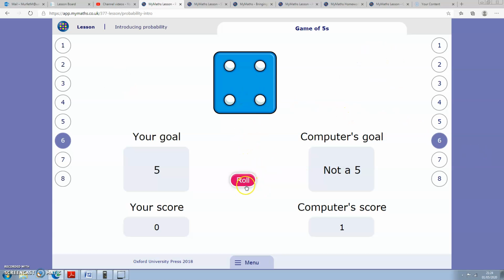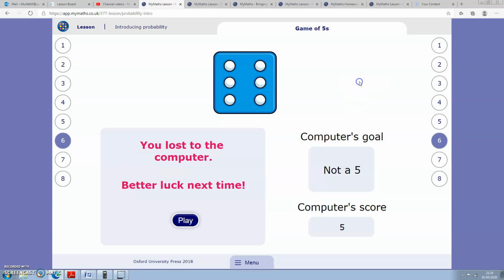Computer. Who wins? The computer. Who wins? I do. Who wins? Oh no. Your goal is 5. These are 5. Okay. Computer. Computer.